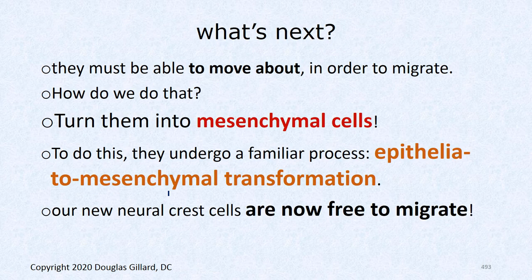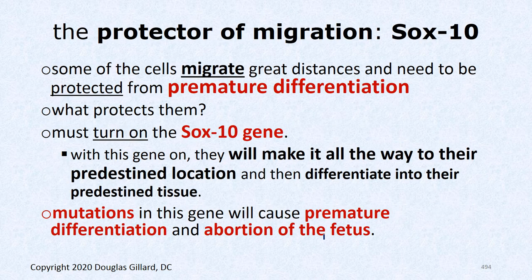So they have to be able to move around. We broke the bonds between them. They turn mesenchymal. I don't think we went into the molecular biology on that, which you'll be happy about. But yes, they go through epithelial to mesenchymal transformation. We kind of said that already. Now they're free to migrate.